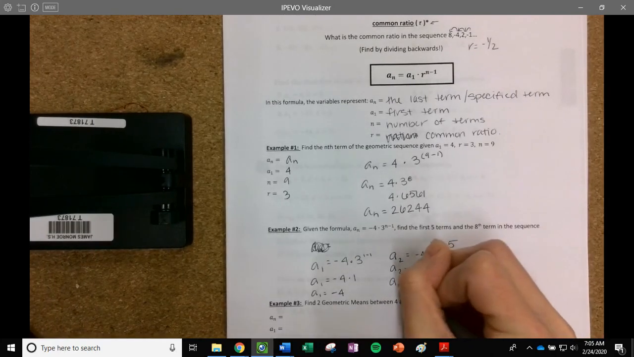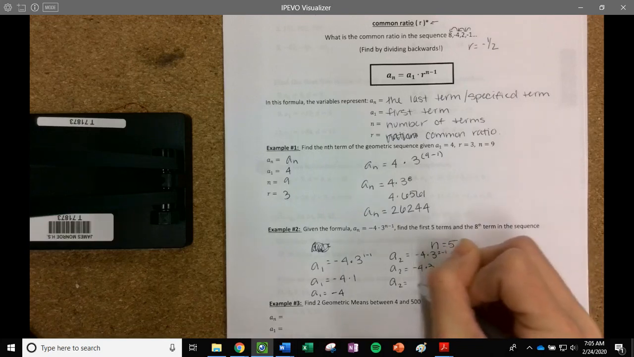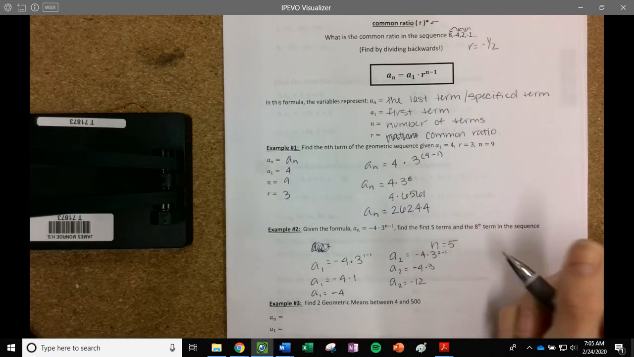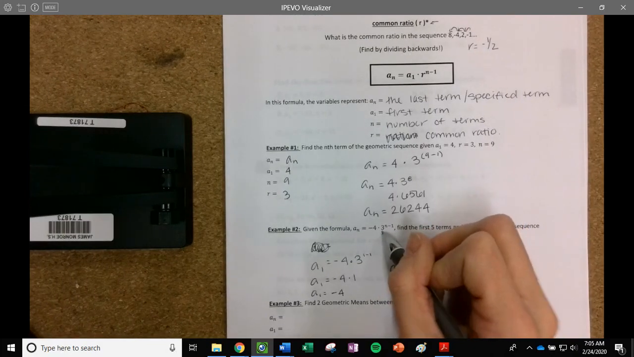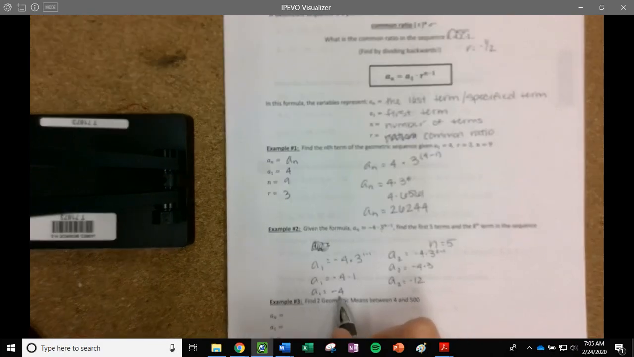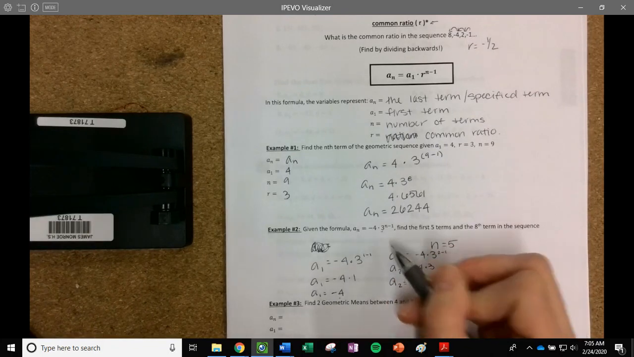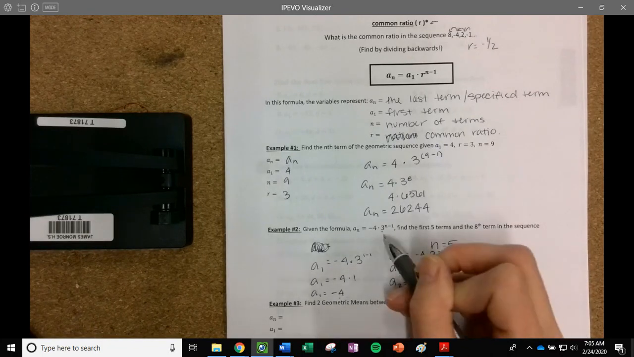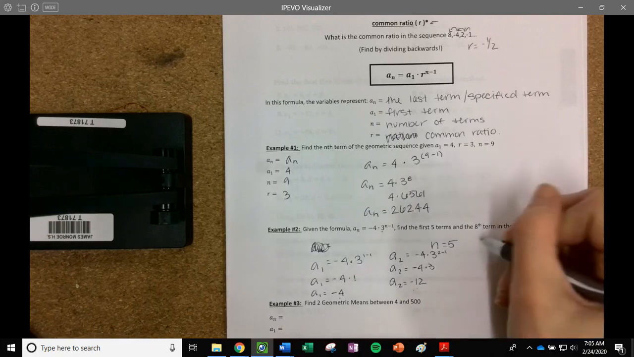So a sub 2 equals -12. We know that our ratio is 3. So if our first term is -4 and we multiply it by 3, that should get us to our second term, which, understanding multiplication, should be -12, and it is in fact -12. So we're heading in the right direction.